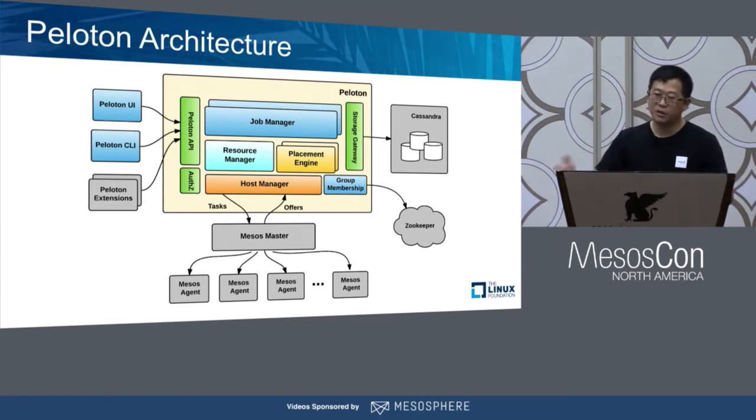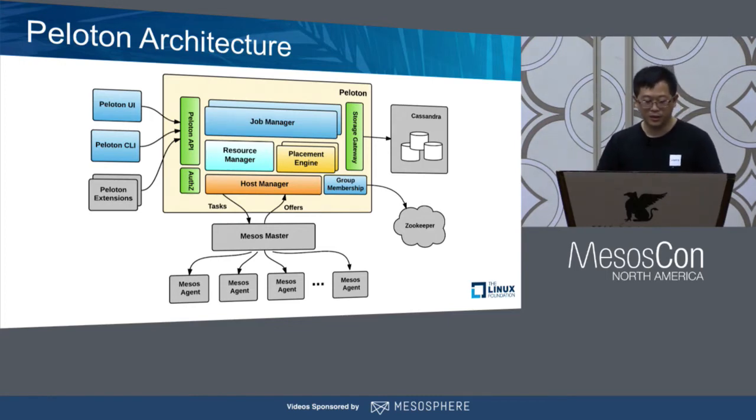One is the host manager, which aggregates all the resources from Mesos and presents them to a resource manager. The resource manager itself will do this elastic resource sharing. And then we implement different flavors of placement engines. One of them is for deep learning, which will support locality awareness. Right now it's more like constraint based.